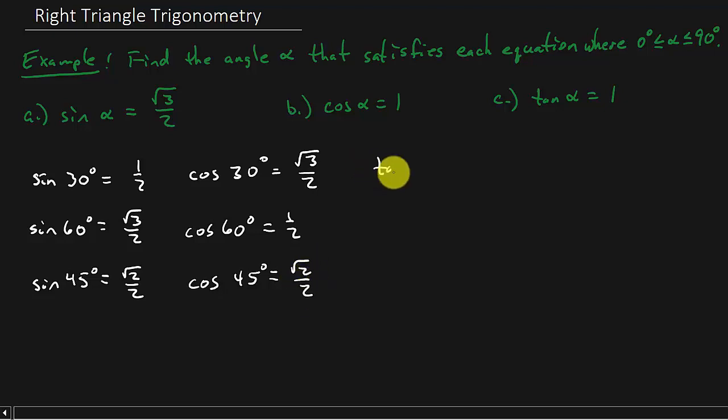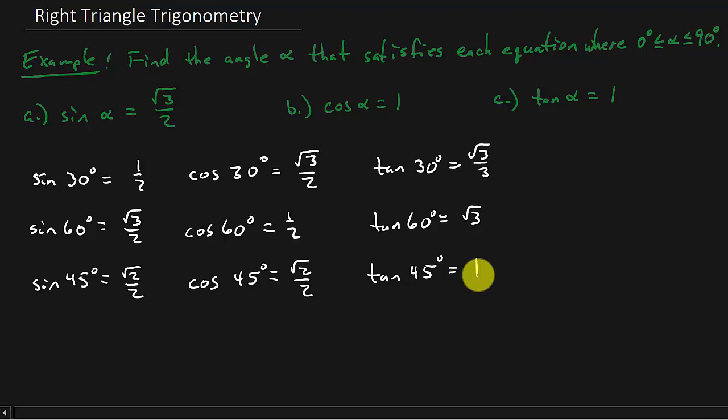And then we've got tangent. Tangent of 30 is square root of 3 over 3. Tangent of 60 is square root of 3. And tangent of 45 is 1. Okay, so those are the values there.